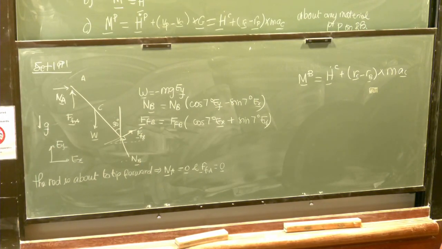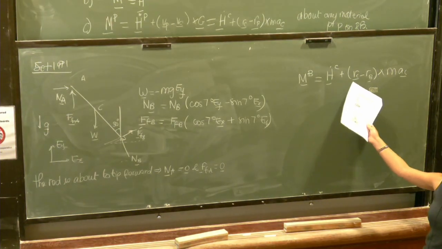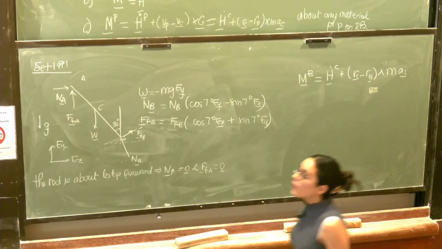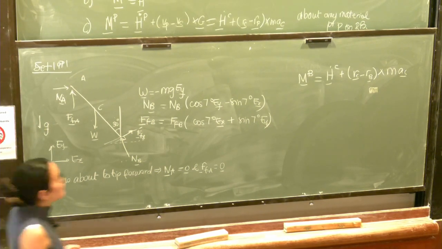Because what is H dot C here? The angular momentum about the center of mass? 0. Why? Because omega is 0 and HC is IC omega. So when omega is 0, HC is 0 and H dot C is 0. So this term is 0.